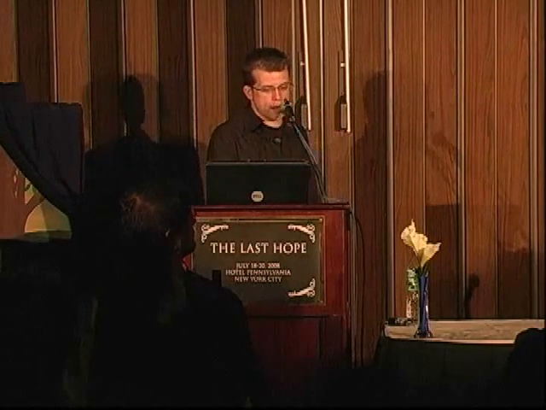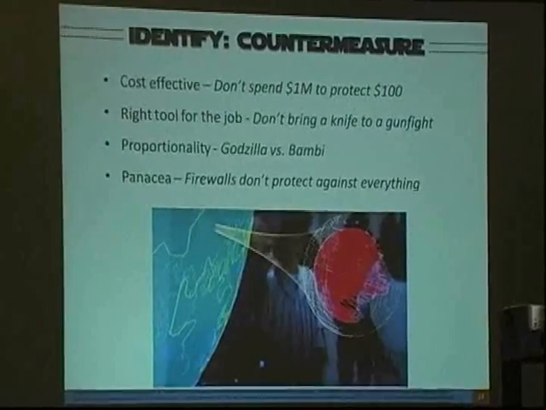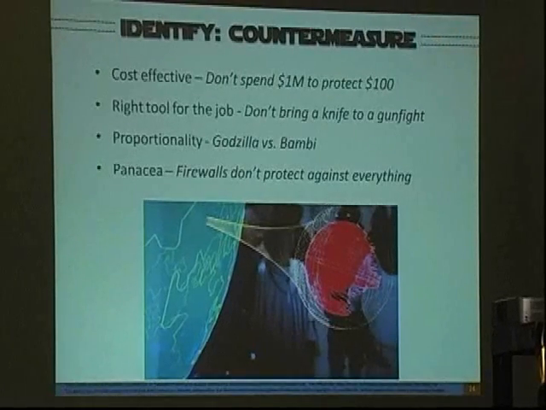And this rolls us into countermeasures. So countermeasures are going to be what you use to mitigate that risk, right? They have to be cost effective. Again, we're not going to spend an outrageous amount of money to fix something. We're not going to have a 24-hour armed guard to protect the snack bar, right? So the right tool for the job.